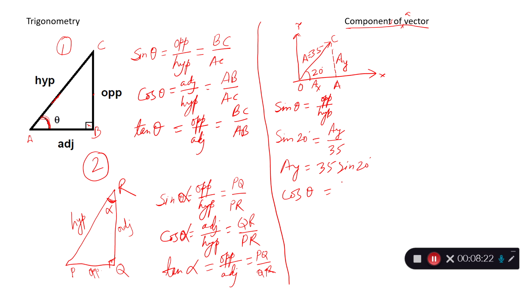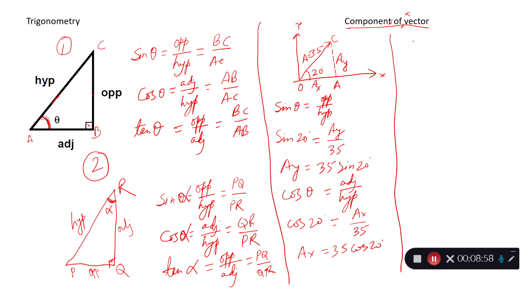Okay, similarly to calculate the x component, if I take cosine of theta, the formula is cosine of theta is adjacent side divided by hypotenuse. So cosine 20 degree is equal to adjacent side, which is OA, which is AX, divided by hypotenuse, which is OC, that is given A, which is magnitude of 35. So if I calculate AX, I will get 35 cosine 20. Yes, which is the case if the angle is given with the x-axis.